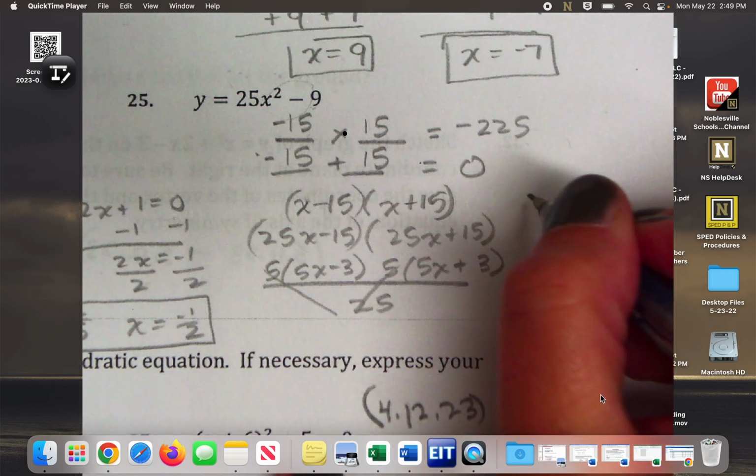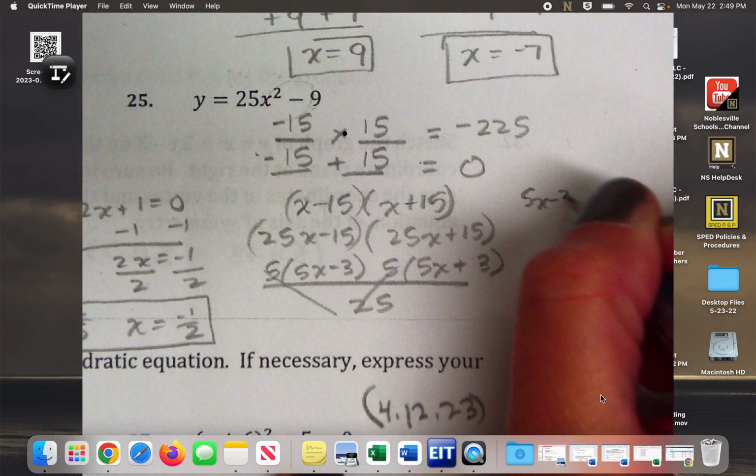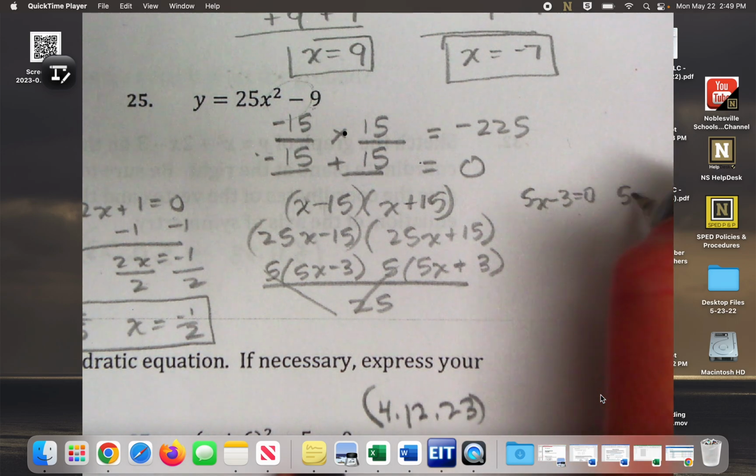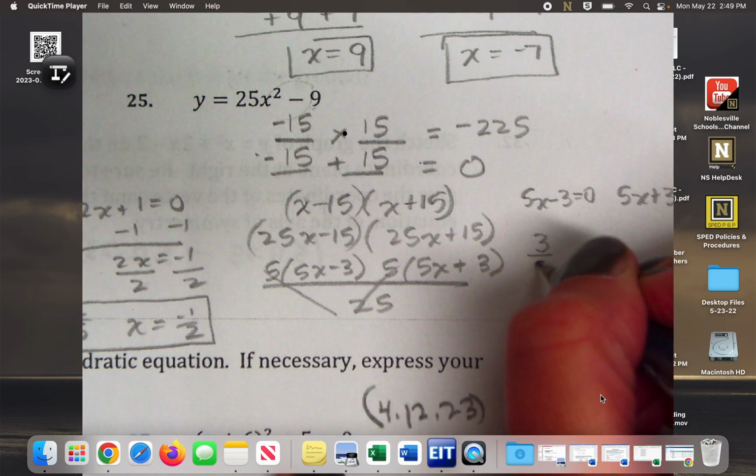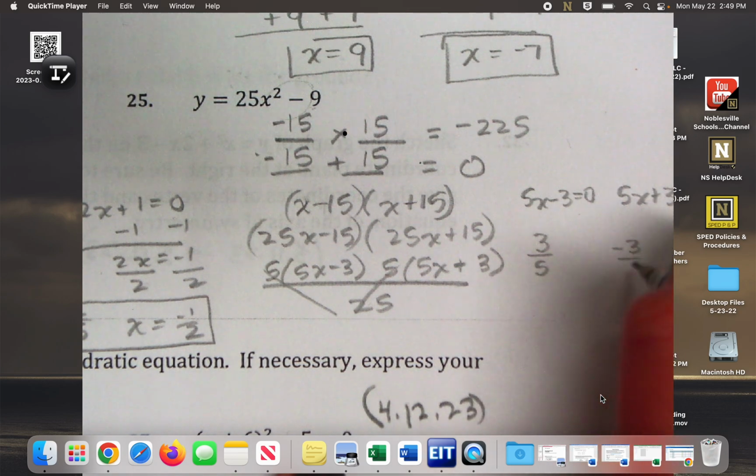Okay, so then I'll set these up again. 5x minus 3 equals 0. 5x plus 3 equals 0. You're going to end up with 3/5 and negative 3/5.